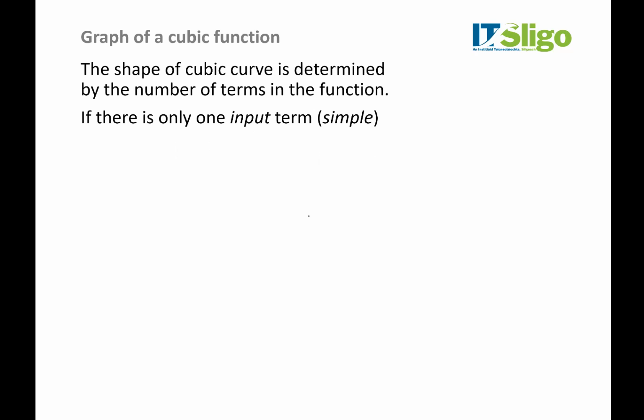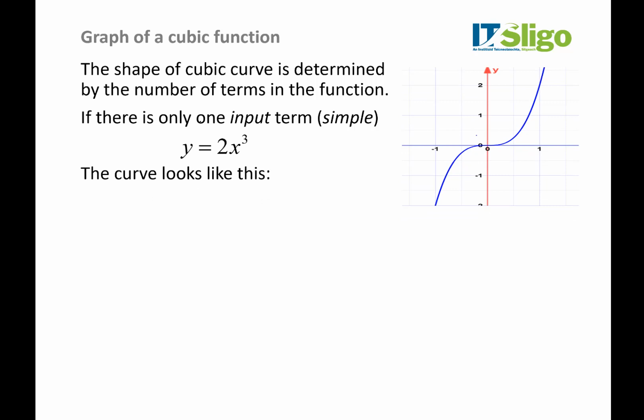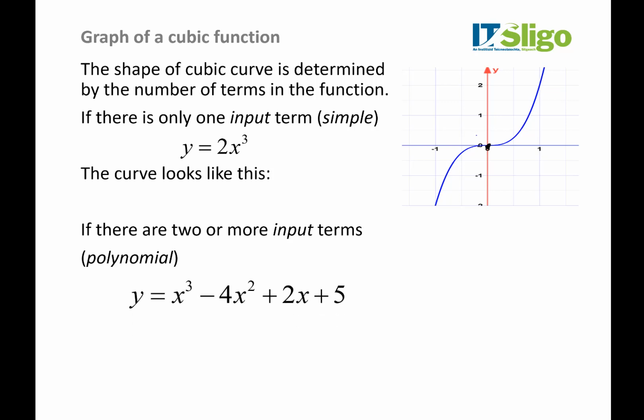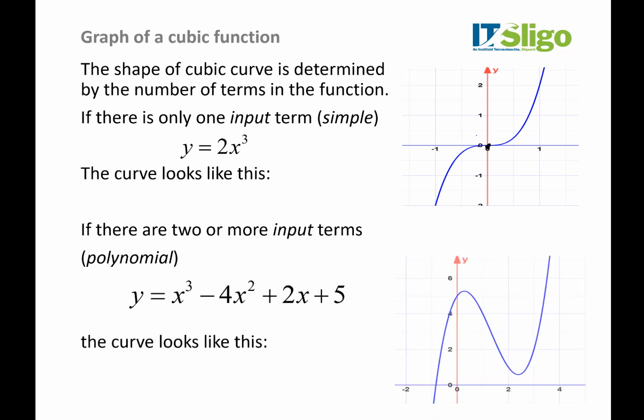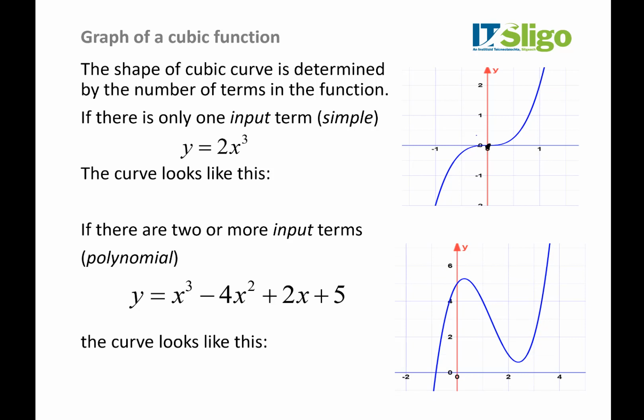If we've only got a simple function with one input term, like this, then our curve looks like this, and there's only one point of interest, one turning point. It's actually called a point of inflection. We'll come across these later on. And that's the typical curve there. If there are 2 or more input terms, a polynomial, then we get this type of curve. It looks a bit like a chicane on a racing course.